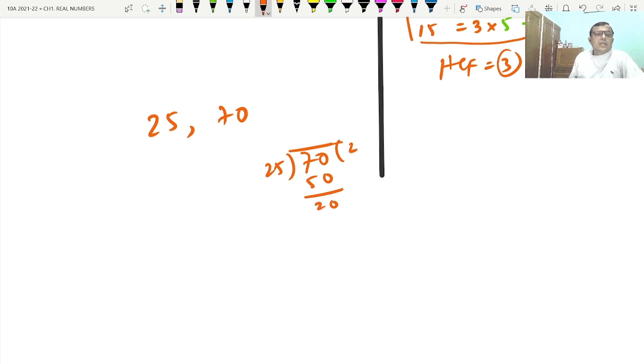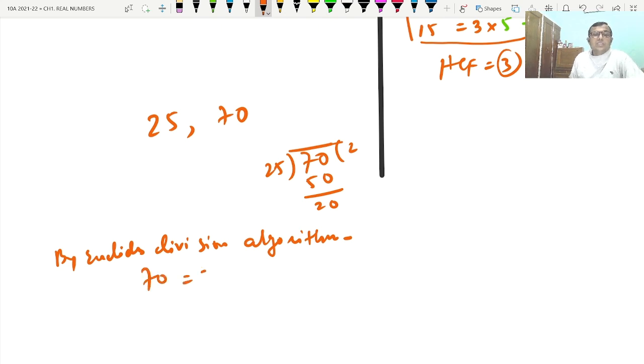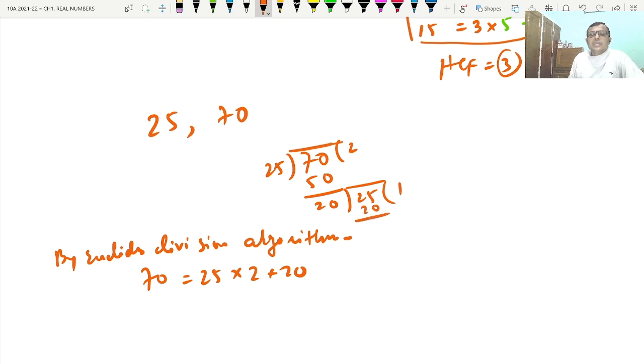So first, by Euclid's division algorithm, 70 is equal to 25 into 2 plus 20, that is dividend equal to divisor into quotient plus remainder. First we have written that. Then again, second, what will you do? By this you have to divide 25 by the divisor 20. How many times will it go? 1 time 20. So the remainder is 5.